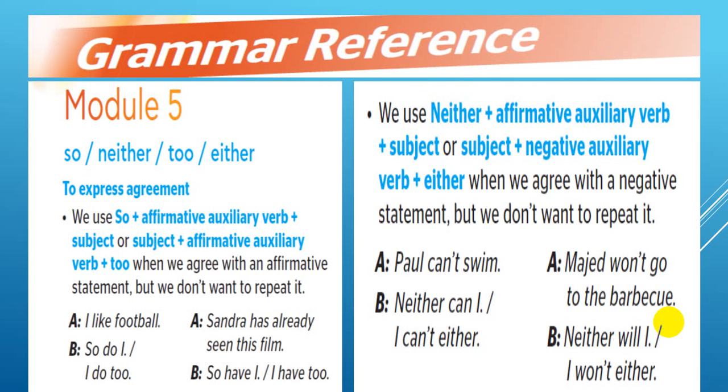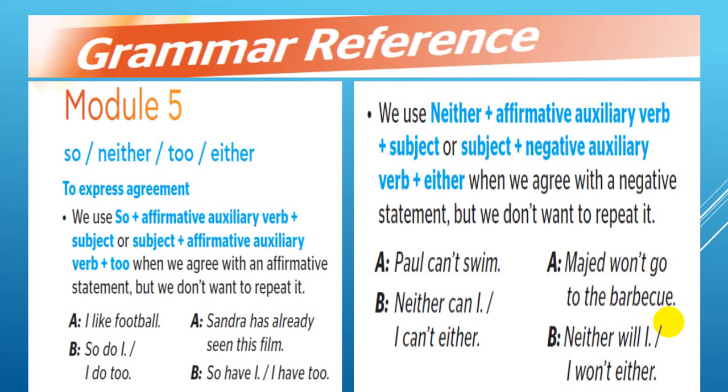For example, here we have A, I like football, so do I, or I do too. Sandra has already seen this film, so have I, or I have too. So this is the way to deal with affirmative. Let's move on to the next part, which is neither or either. How can I use them?